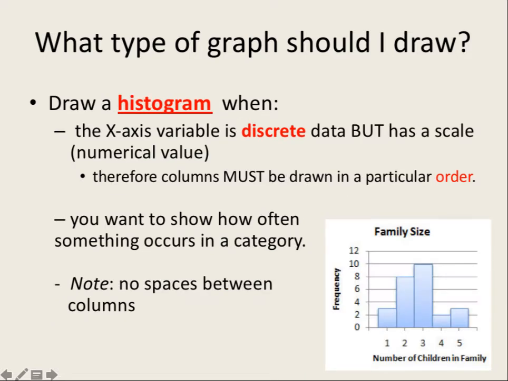So here is a histogram. You'll notice that there are no gaps between the columns. It's looking at frequency, or how often something occurs. In this case, it is numerical, but it's not continuous, the scale down the bottom.